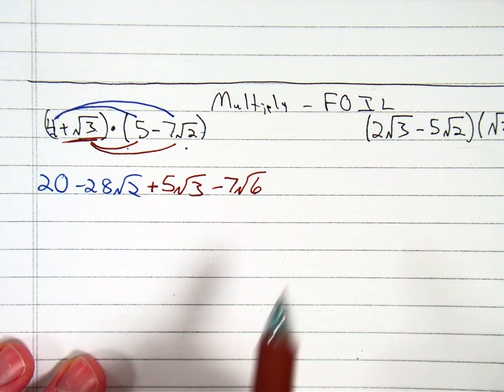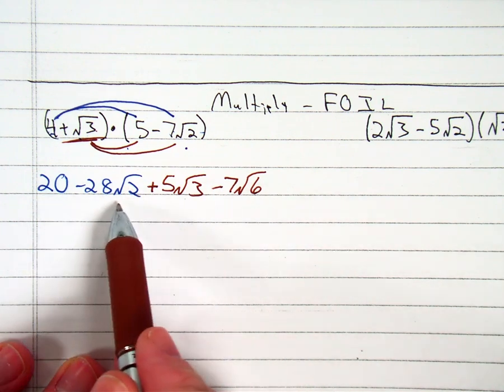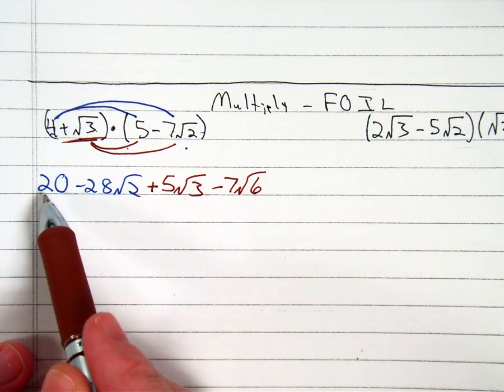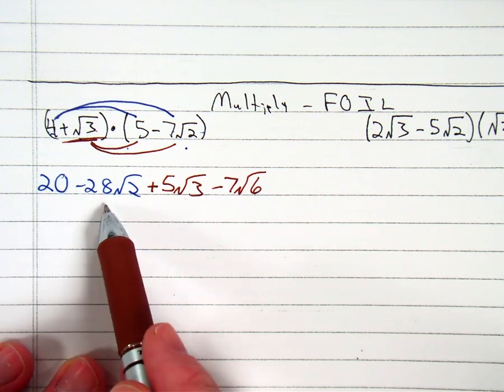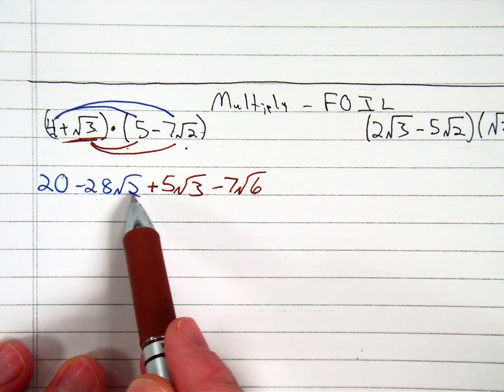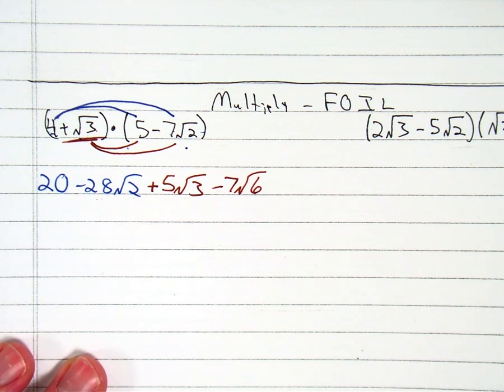Now we look to see if we can reduce any of the radicals. Nope. Any matching radicals? Nope. Any like regular numbers that we can combine? Nope. This 28 is attached to a radical 2, so you cannot put this over here with that. So that's it. You just multiply that one out and it was done.